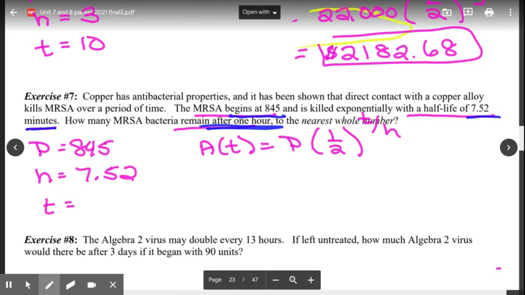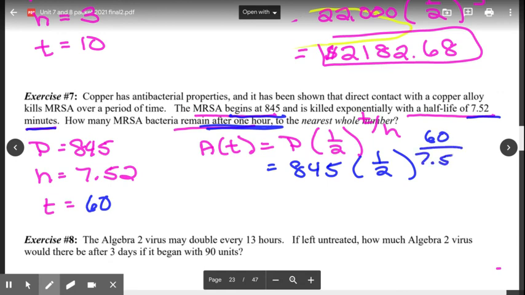Now, your time isn't 1 because the half-life is in minutes. Your time would be 60, as in 60 minutes. So now I'll put that in the formula, 845 times 1/2, and our exponent is 60 over 7.52. If you're putting in a fraction in your graphing calculator, you just do alpha y equals, by the way, and that'll give you a fraction. And you get about 4. Basically, it's like 4 bacteria pieces.